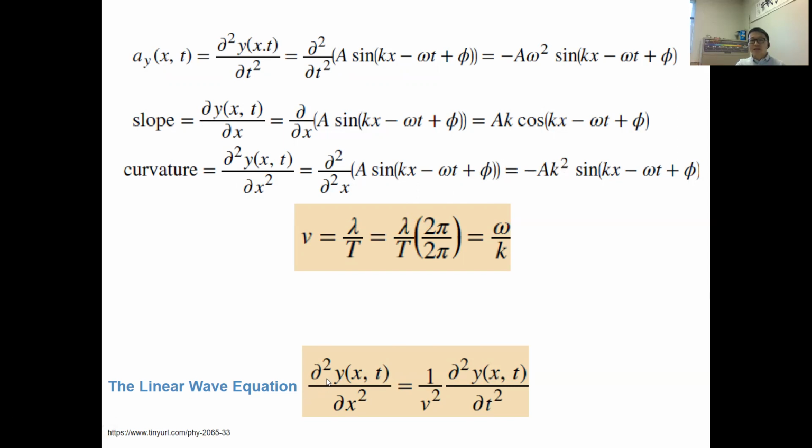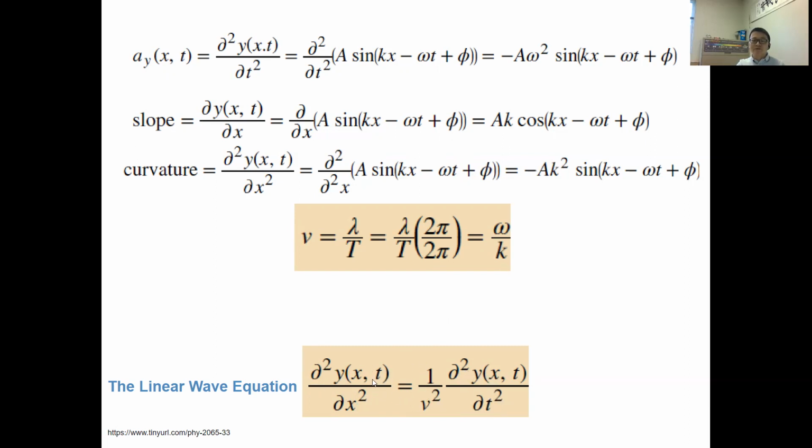Because this is a sine and that is also a sine, you can rearrange the terms. Take this minus A omega squared to this side, and take A k squared to this side. So when you set the sine equal to either this over minus A omega squared, or this over minus A k squared, you get this result, also taking into account v equal to omega over k. Then the partial derivative of y with respect to x squared is equal to 1 over v squared times the partial derivative of y with respect to t squared.